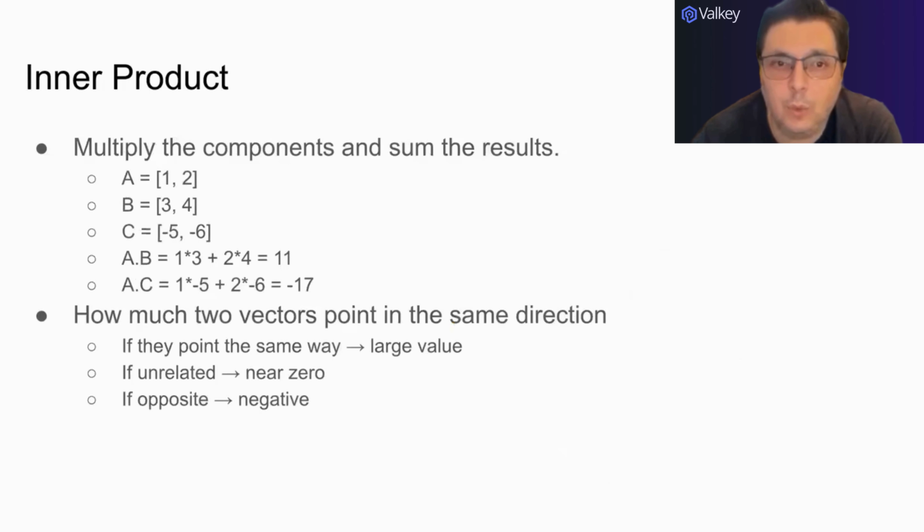Another approach is something called inner product. The way it works is we multiply the components and sum the results. So here is an example of vectors A, B, and C. When we compare A, B, we get 11. And when we compare A, C, we get minus 17. So we can easily tell that A and B are much more similar than A and C. Basically, it measures how two vectors point in the same direction.